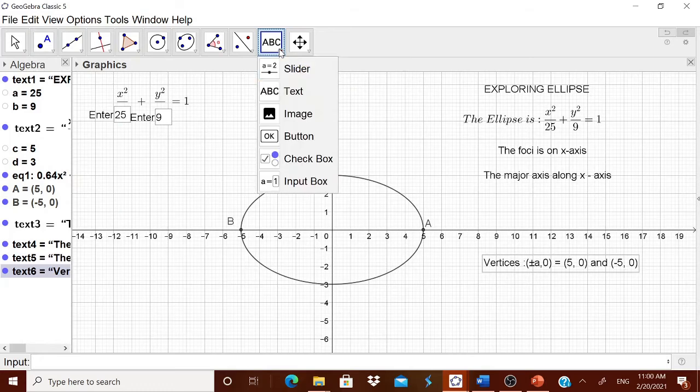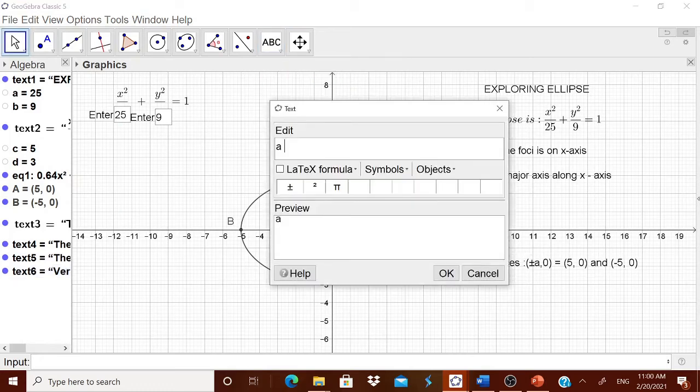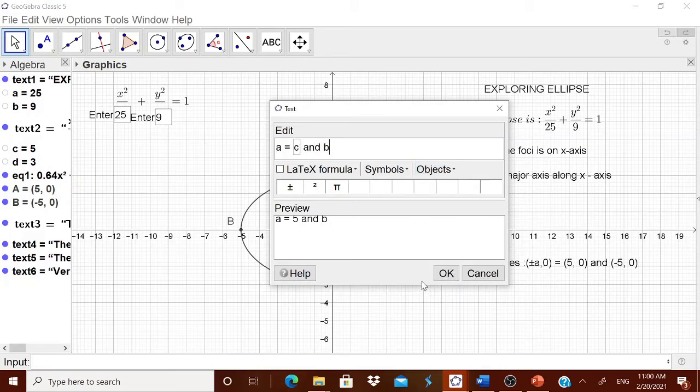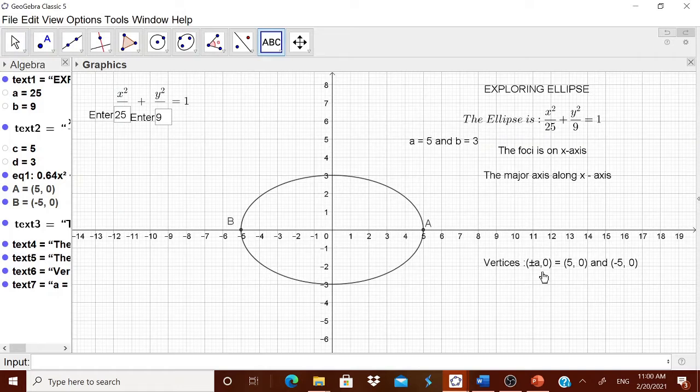Before you go further, I think if you want to show the children what small a is equal to, from the object it is c, and small b is equal to, from the object it is d. You have to remember that. Okay, this I think you can put it over here, but everything will be based on this ABC only.